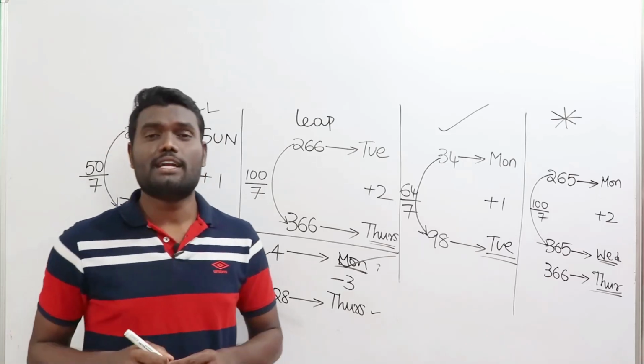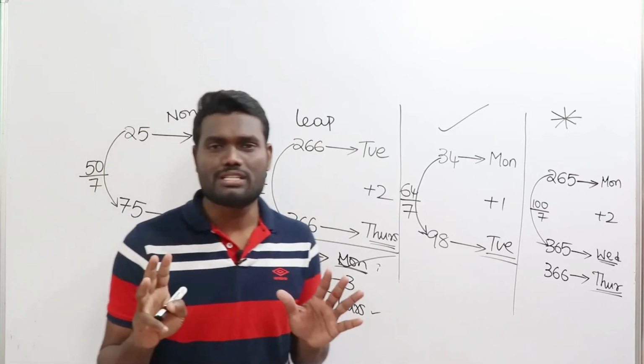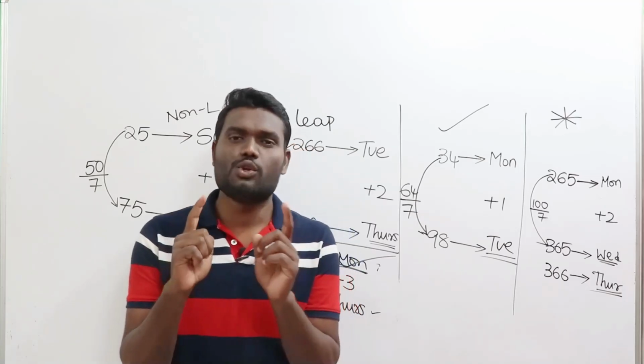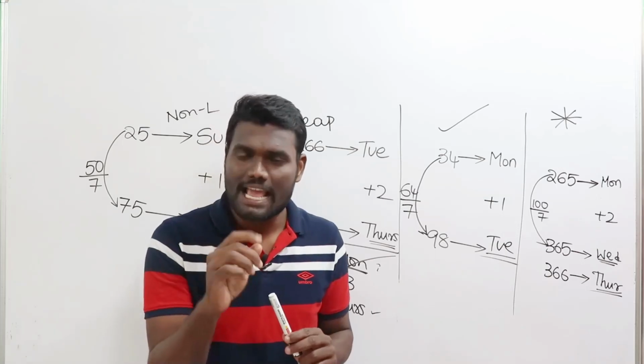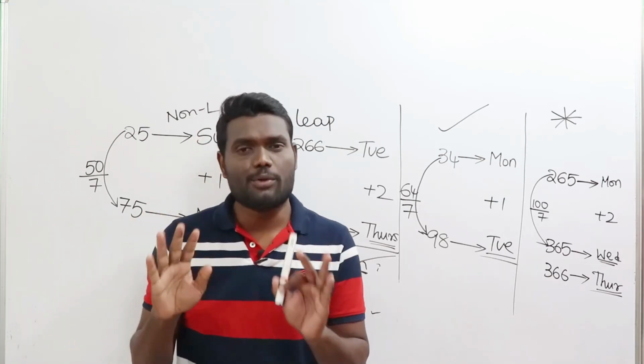So whether it is forward or backward, it's really simple. What you need to do is take the difference and find the number of odd days. Once you know the number of odd days, if you're moving forward, you'll take it as plus, and if you're going backward, you'll take it as minus. Is that clear with everyone?